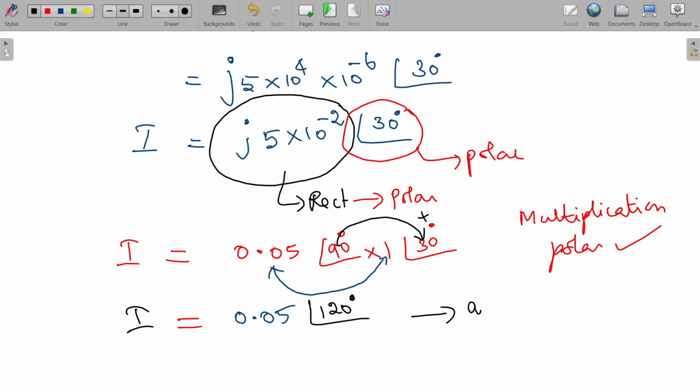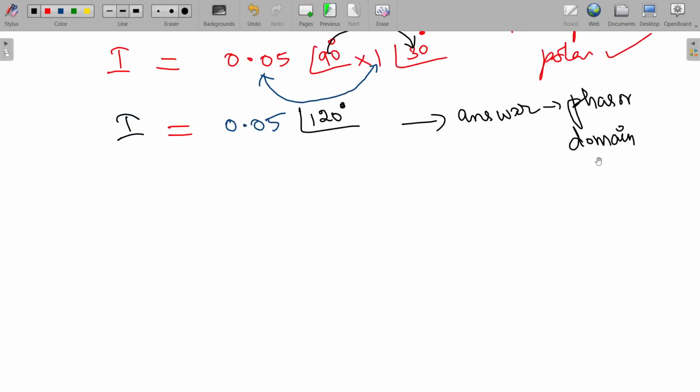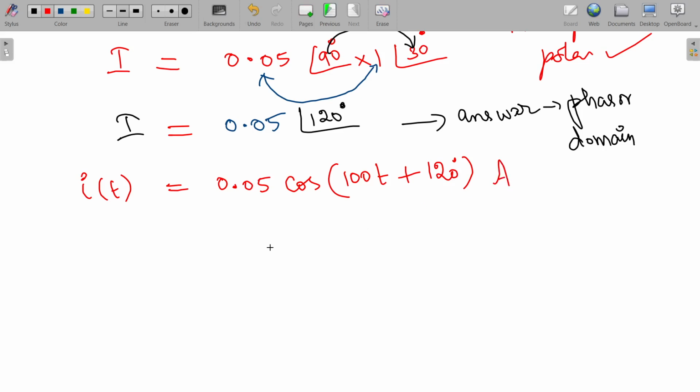This is your answer actually, but it is in the phasor domain, so we need to convert this into the time domain. How do you do that? It is very simple. i of t is equal to, this is your magnitude, so you can simply write it as 0.05 cosine of, and omega is given in the problem as 100, so 100t + 120 degrees. So this much ampere we have. This is your answer in the time domain.